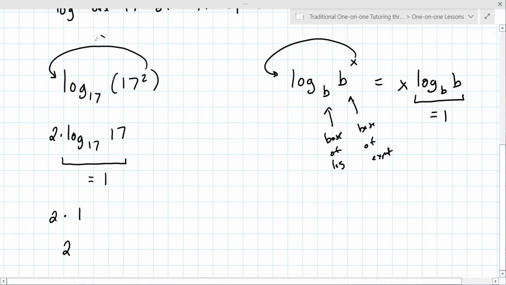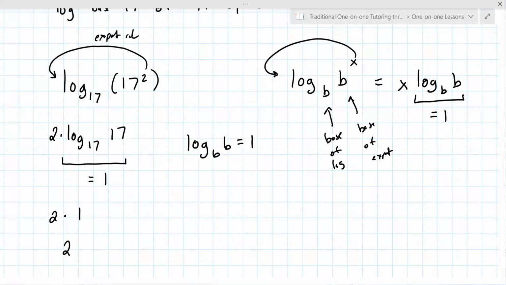The exponent rule is where you bring the exponent out in front. And the second is if you have log base b of b, that always equals 1. So both the b's have to be the same for it to equal 1. Yes. Okay, so let's try it.